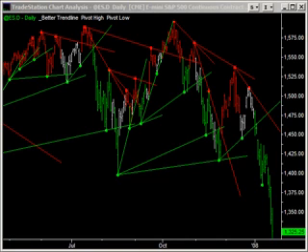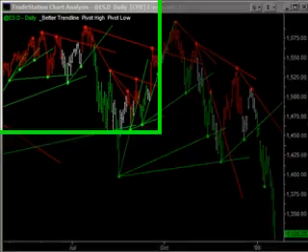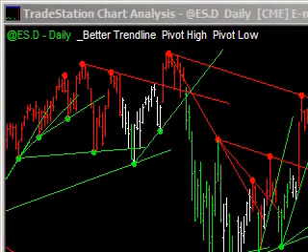So in this first part, I just want to show the trendline indicator on a range of different instruments, stocks, futures, and different time frames. The beauty of the trendline indicators is it's probably one of the simplest trading methods that you can find.